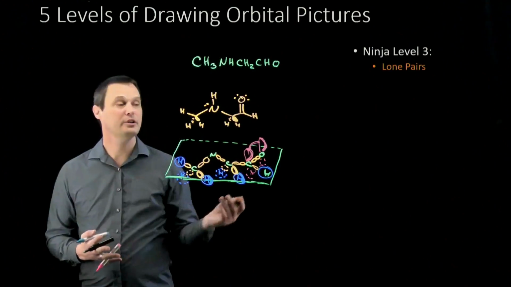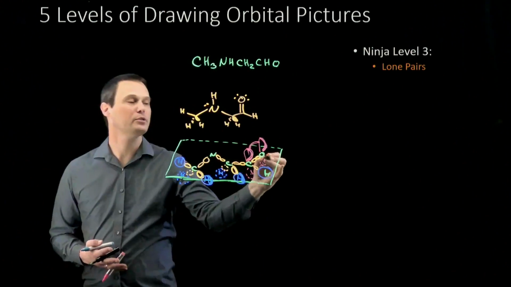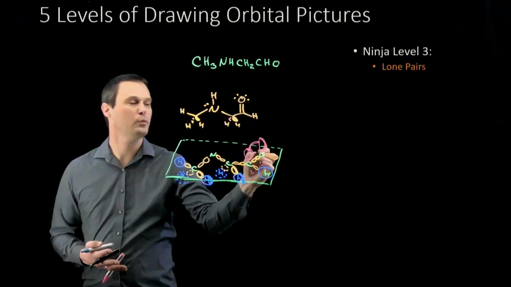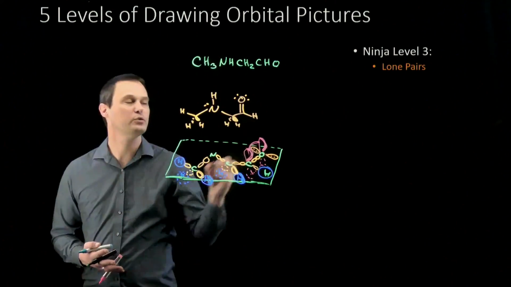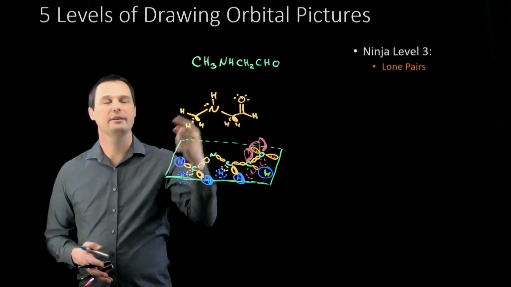To draw those in, we'll continue with our perspective drawing. The sp2 hybridized orbitals are in this perspective plane, so one will stick straight out to the right and one will stick up and to the left, and those will hold the lone pairs of electrons. For this nitrogen atom, we have two more things that we need to add. We need to add the hydrogen and the lone pair.